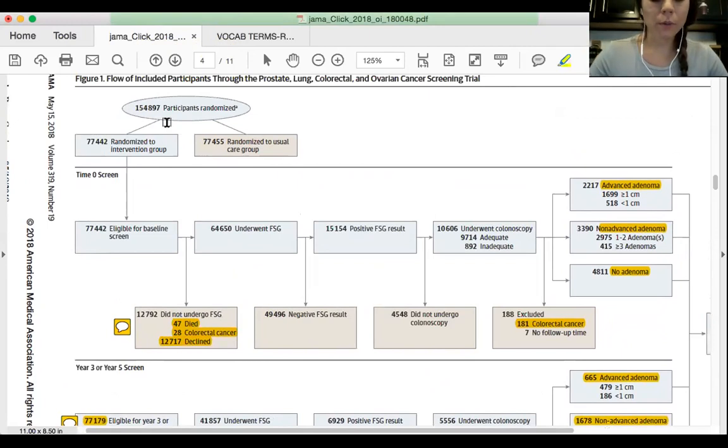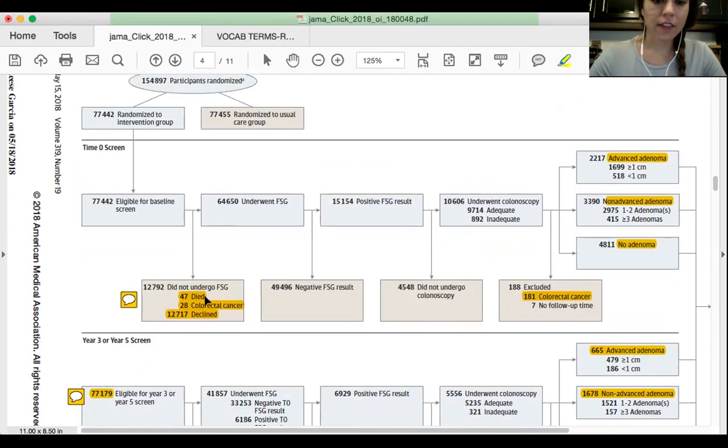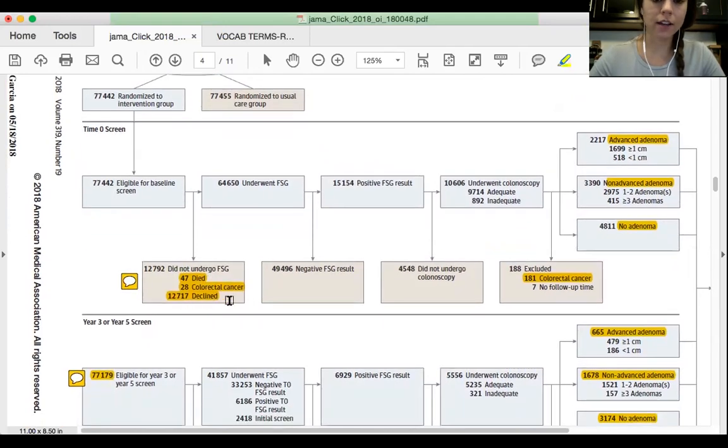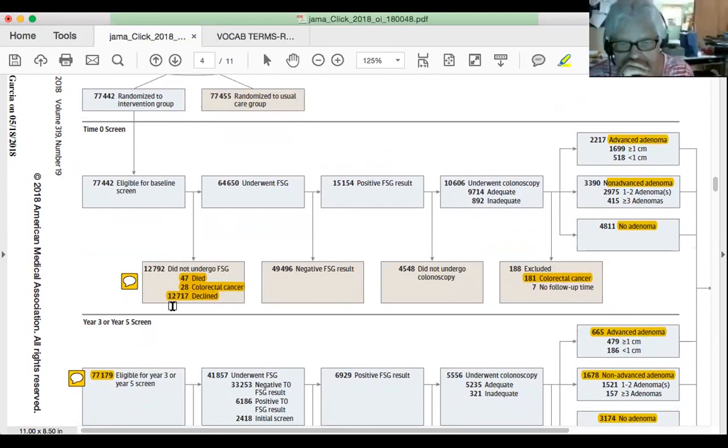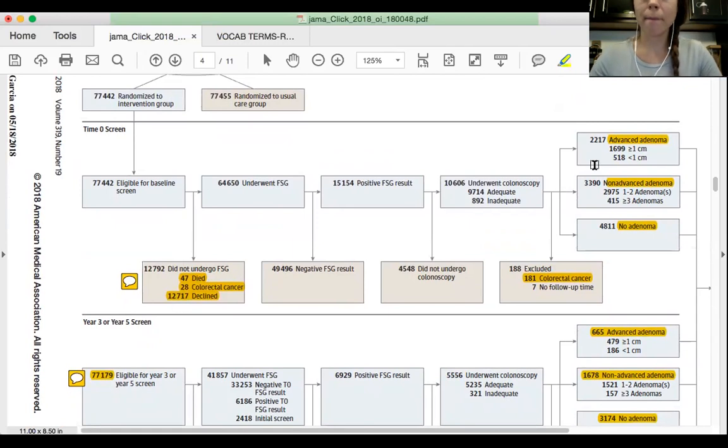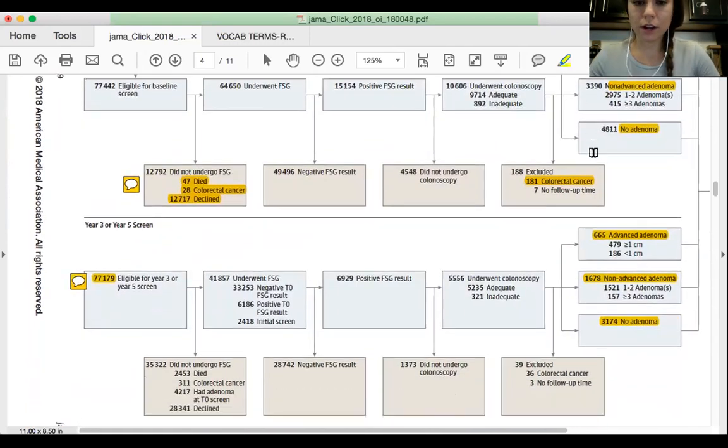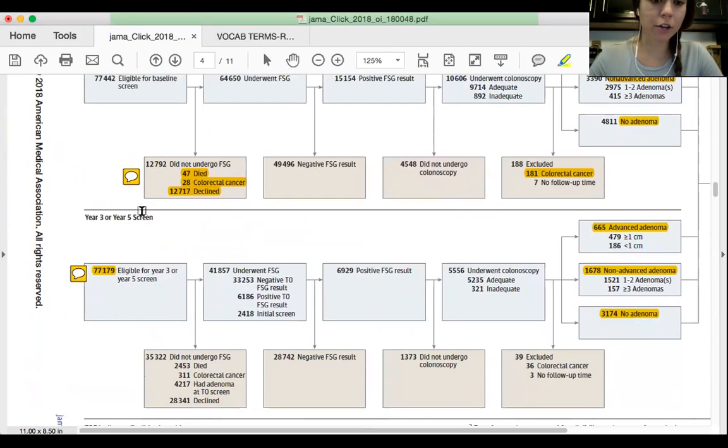So the way it works is they start at time 0, and that's when they randomize the patient. But you'll see here, at baseline, they had 12,000 decline. So they knew in that moment, when they were pushing people forward to undergo the FSG, that 12,000 people declined. And certain people will die throughout, and that's something that's ongoing, kept up to date throughout the study. Okay. But for example, you go down here to time 3 and year 3 and year 5.